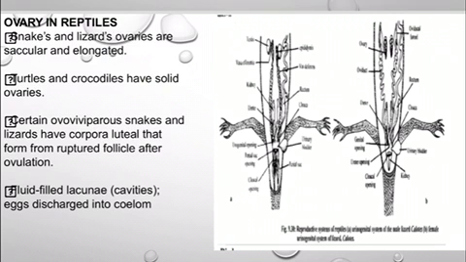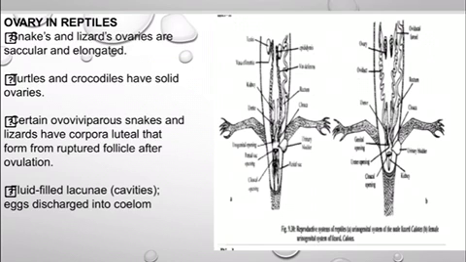Let's look at the ovary in reptiles. Right here is an illustration of the ovary in reptiles. Snakes and lizards have ovaries that are circular and elongated. You can see that right here in the illustration. Turtles and crocodiles have solid ovaries. You can also see that there.